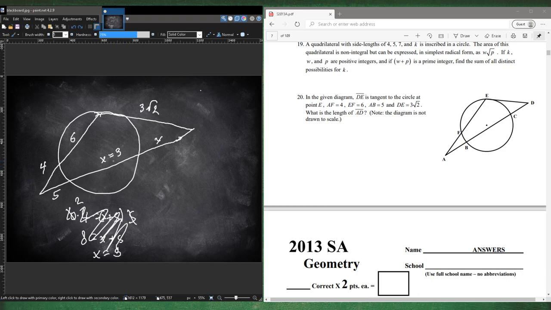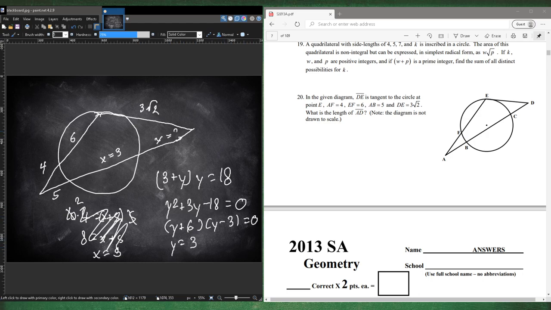So we have x equals 3, so 3 plus y times the part outside, which is y, is equal to this number squared. So it's 3 square root 2 squared, which is 9 times 2, 18. So that's y squared plus 3y minus 18 equals 0. So y plus 6 and y minus 3 equals 0. So that means y equals 3. So now the entire length is just 5 plus 3 plus 3, which is 11. And that is your answer for 20.